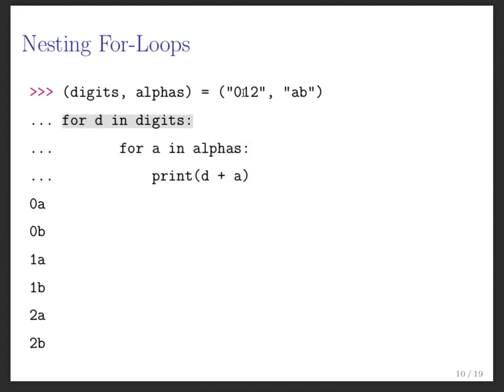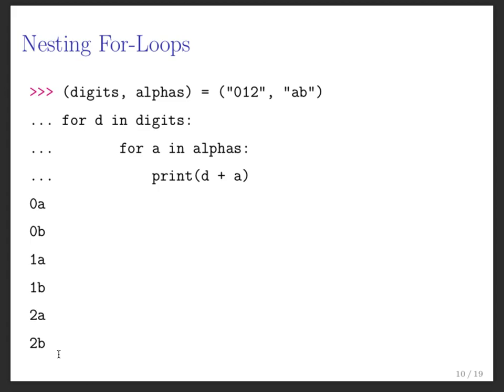D is now going to be set to 1, and a is going to repeat the whole loop. So a is going to be set to a again, and then it will print 1 plus a. Then 1 plus b, 2 plus a, 2 plus b. All right, so here's an example of how you can nest these things.